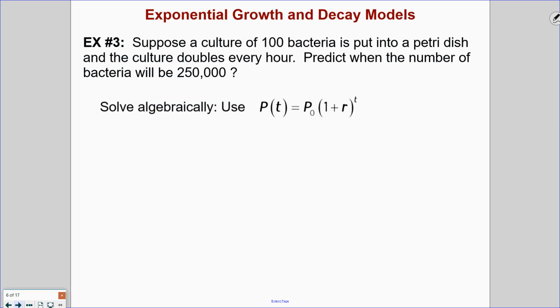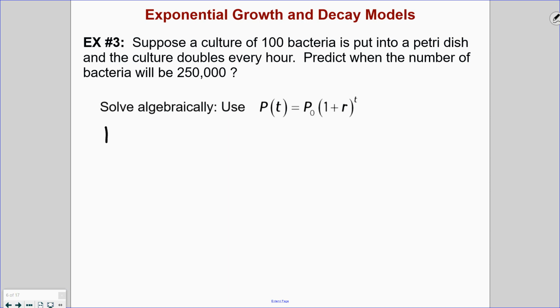Okay. So now we're going to talk about another example, and we're going to solve it algebraically, which is going to remind us how to do some things from Algebra 2 about solving with exponentials, but we're going to review that also. So don't worry too much if you can't remember everything about how to solve one of these equations. Suppose that we have a culture of 100 bacteria in a petri dish, and the culture doubles every hour. Predict when the bacteria will equal 250,000.